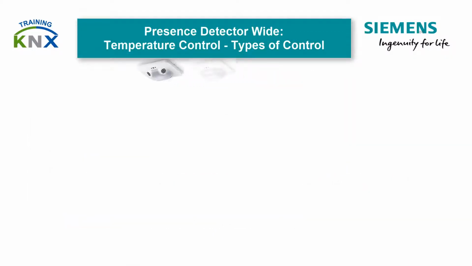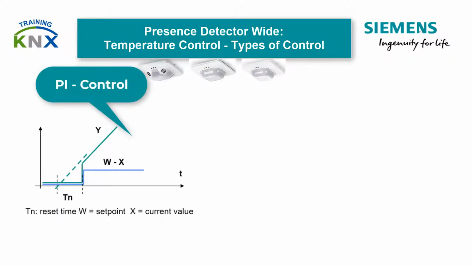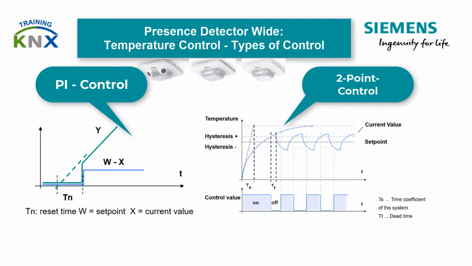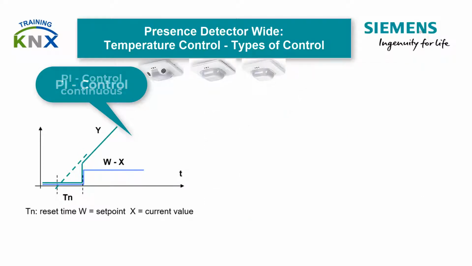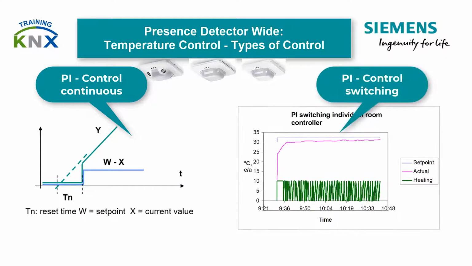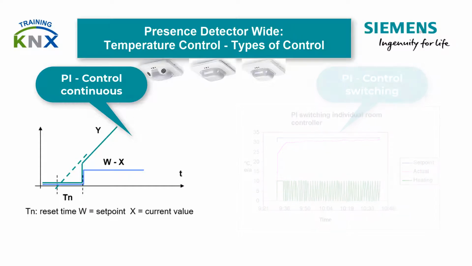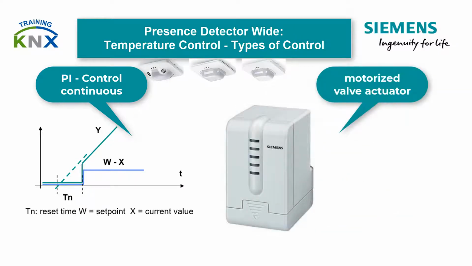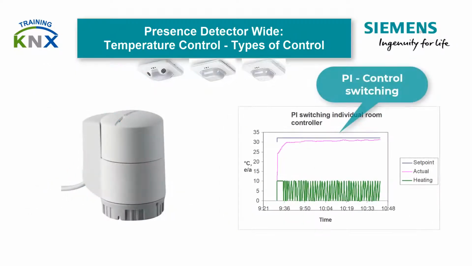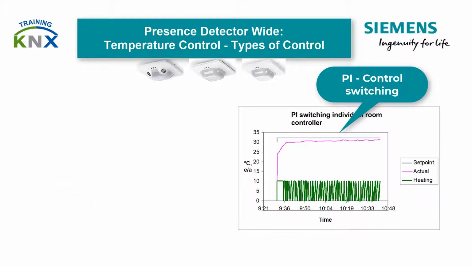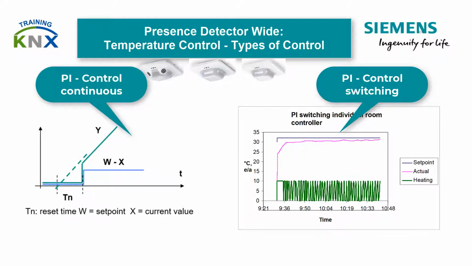Types of control and their application. The Siemens Presence Detectors Wide support the PI control as well as the two-point switching control. In PI control, a distinction is made between PI continuous and PI switching. PI continuous is mainly used for servomotor-driven valve actuators, PI switching for electrothermal actuators. In both cases, a control accuracy in steps of 0.1 Kelvin is possible.